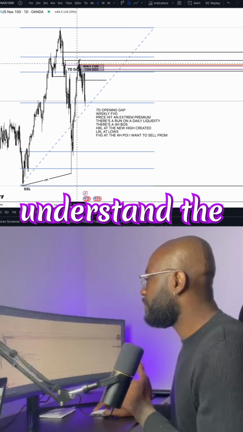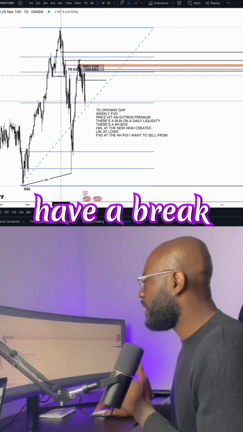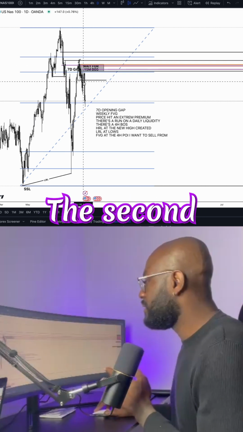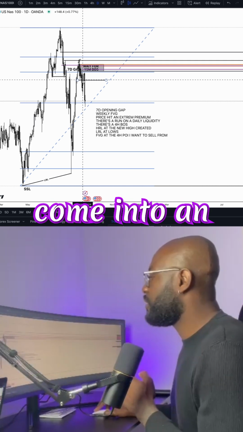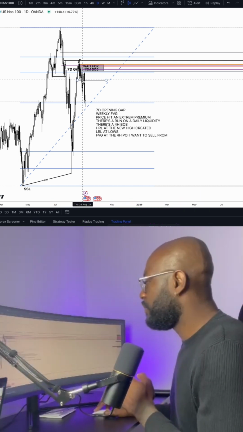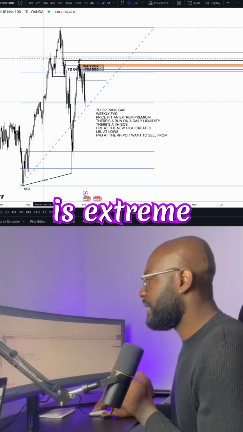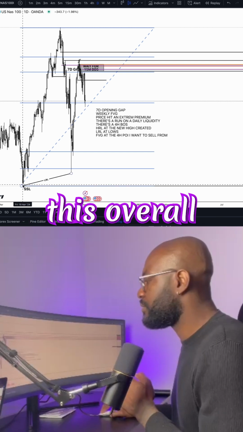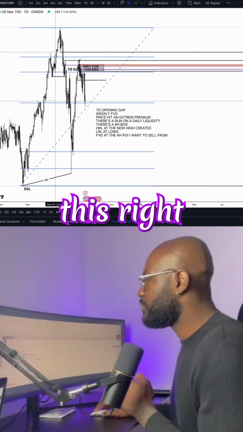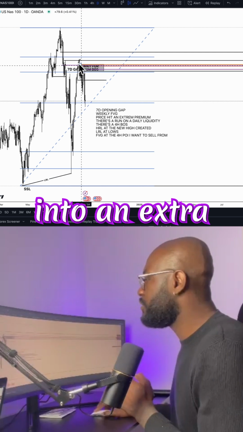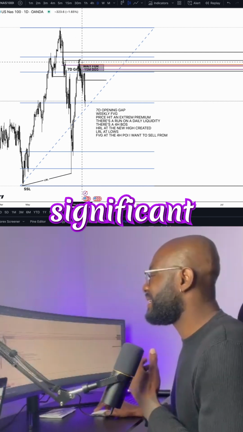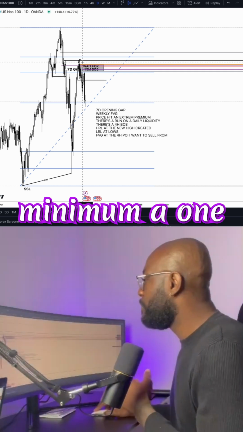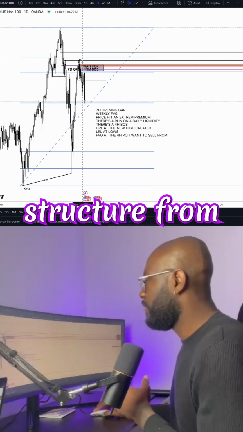So after understanding the market structure, in this case we have a break of structure, so I'm anticipating a sell. The second thing I'm looking for is for price to come into an extreme level, and in this case that is extreme premium. Right here, this is my extreme premium. If you draw the Fibonacci from this overall low to the overall high, this is extreme premium. With price coming into an extreme premium, I'm looking for a significant break of structure, a 4-hour break of structure, minimum a 1-hour break of structure from this key level.